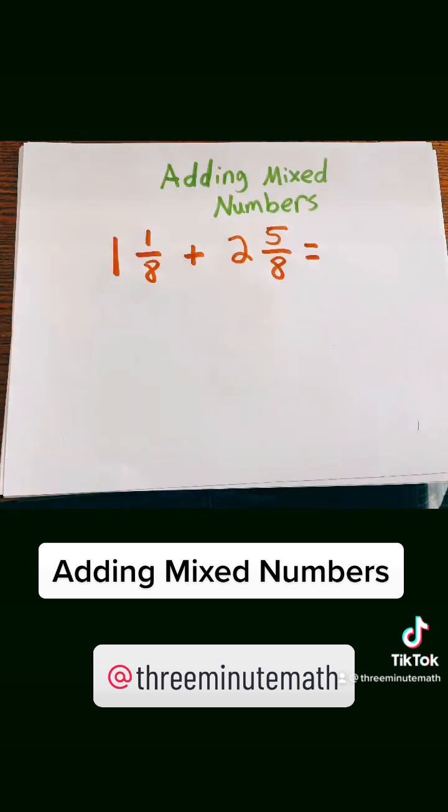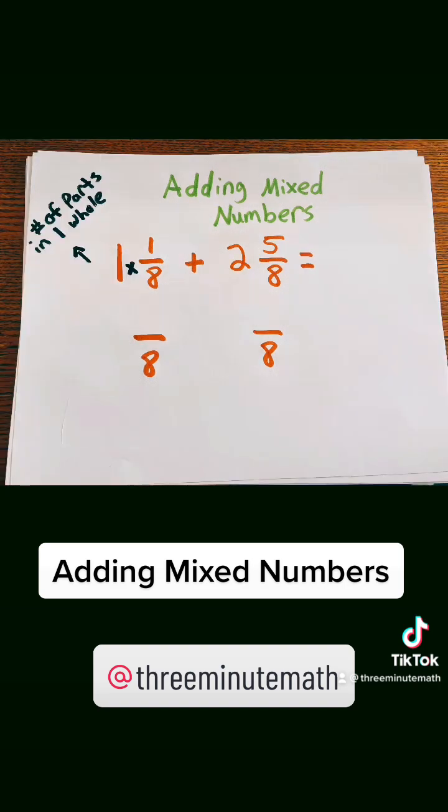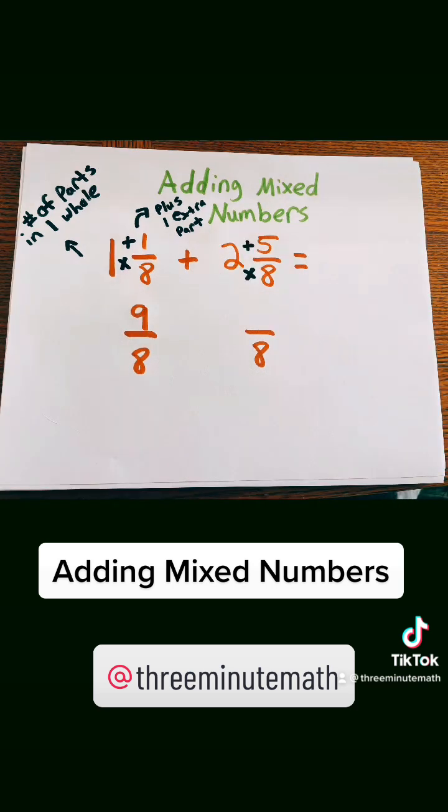Our last method, we're going to convert to improper fractions and add. So even though we're converting to improper fractions, our denominator will stay the same as 8. To convert to an improper fraction, I take the denominator times the whole. This tells me how many parts are in that whole, so 8 times 1, and then I add the one extra part. So I end up with 9/8.